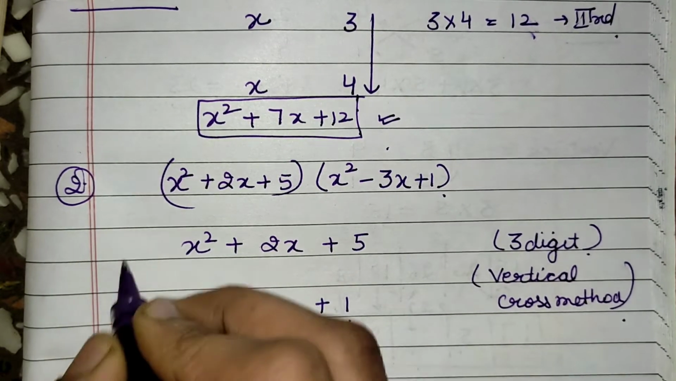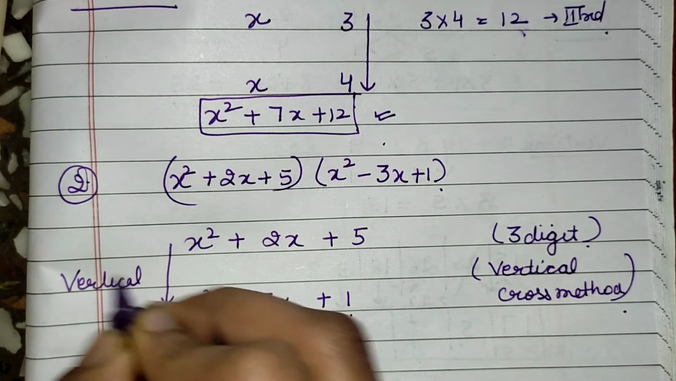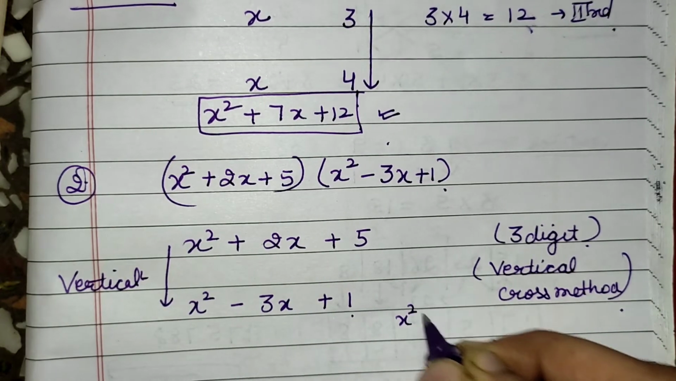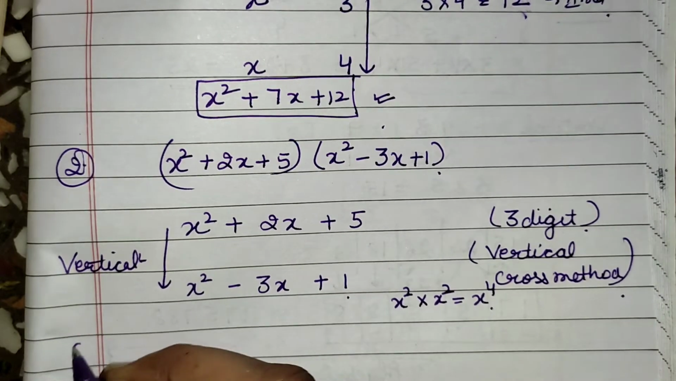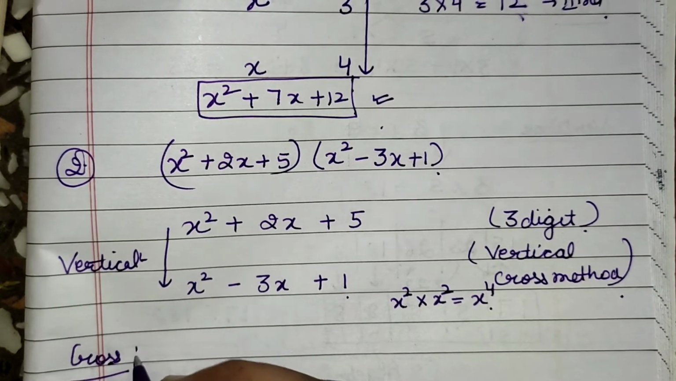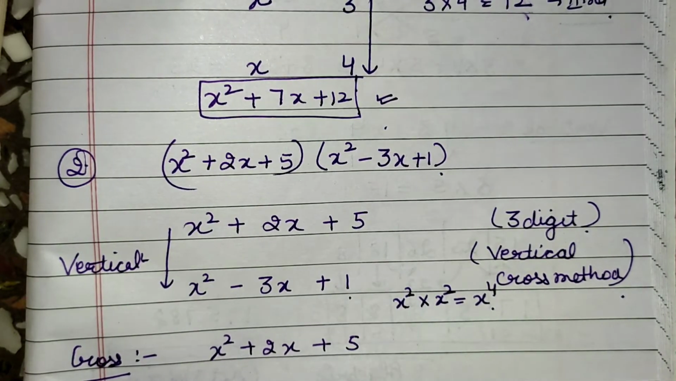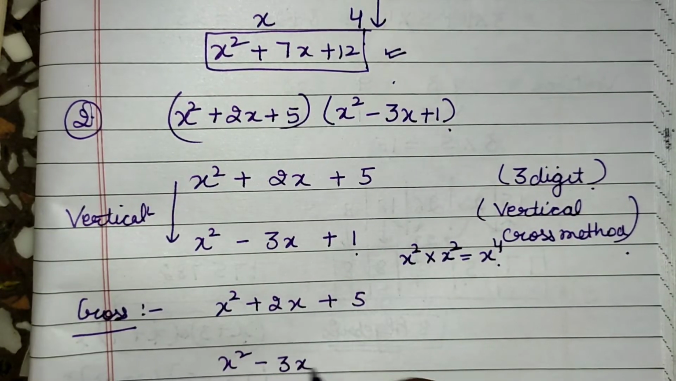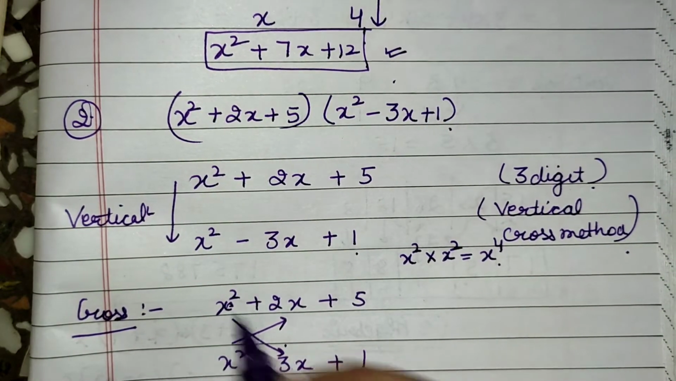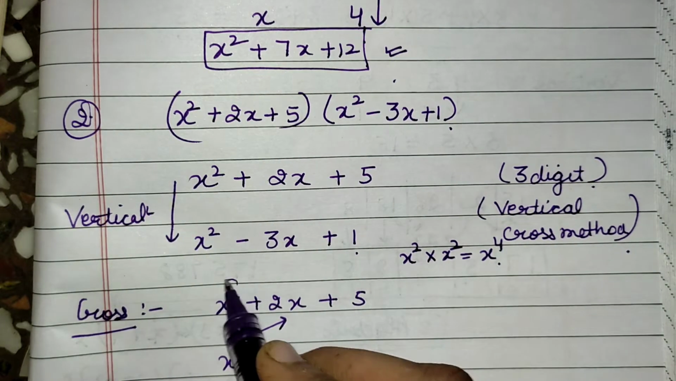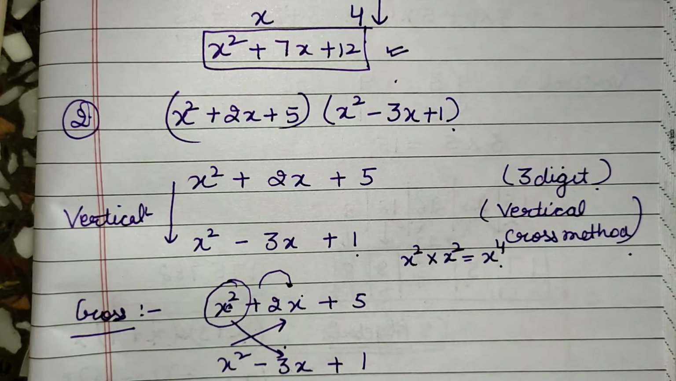So first we have to do vertical multiplication. That means x square into x square, which will give me x raised to the power 4. Now do the cross multiplication. Cross multiplication of what? Cross multiplication of the first and the second digit. Remember, first and second means the term with the highest degree of 2 and the term with one less degree.